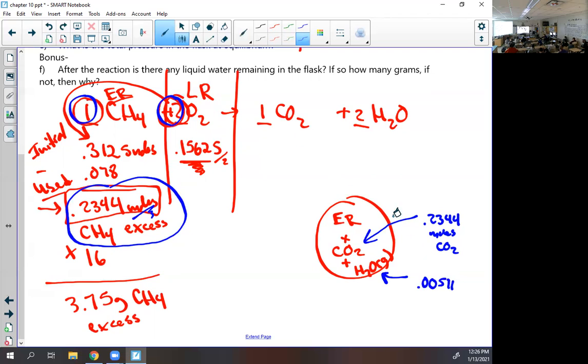I don't know why I pointed this at CO2. It's supposed to point there. I'm sorry, call me out earlier on that. I apologize. All right, so the last thing I need to do is find the amount of CO2 produced, right?